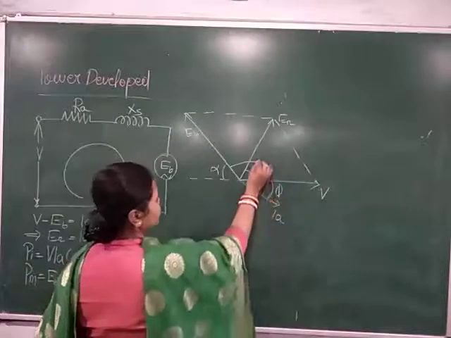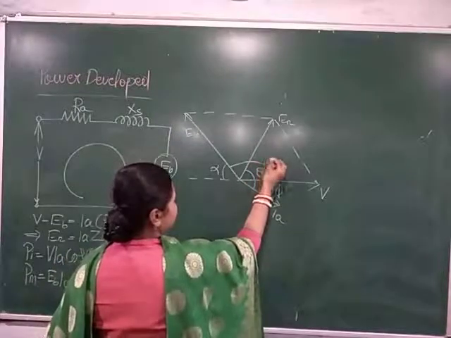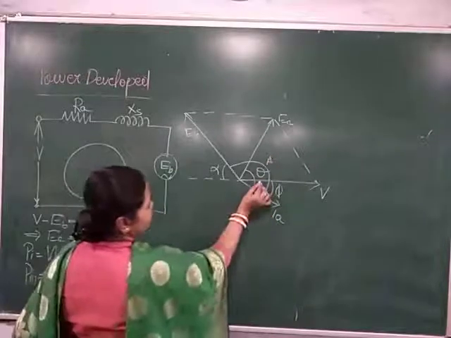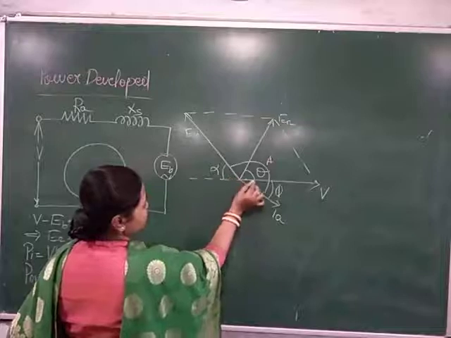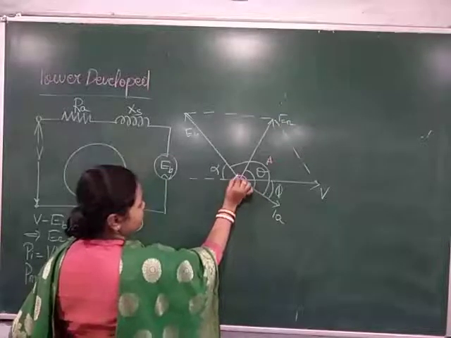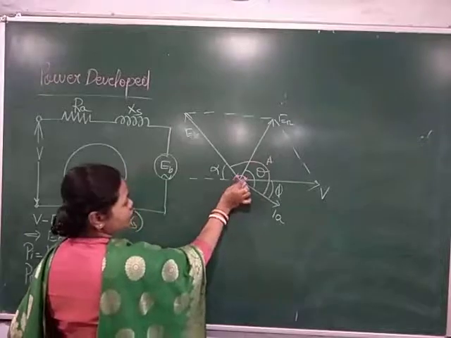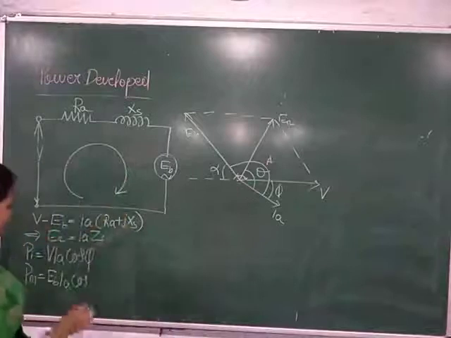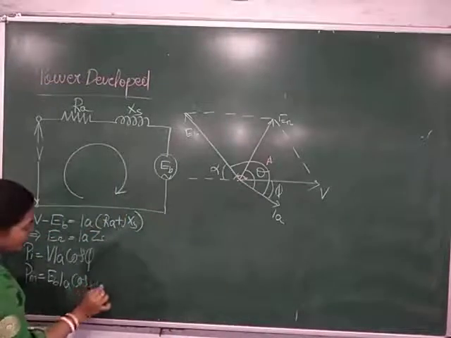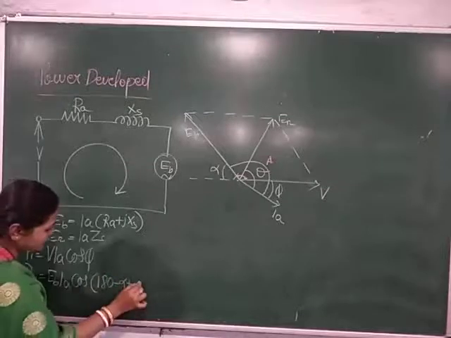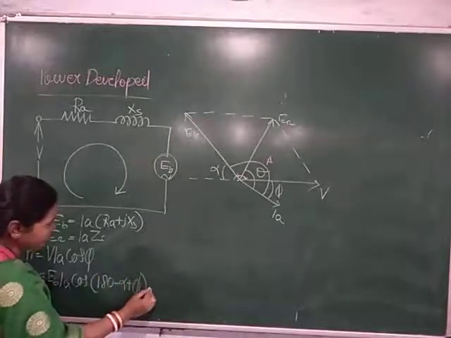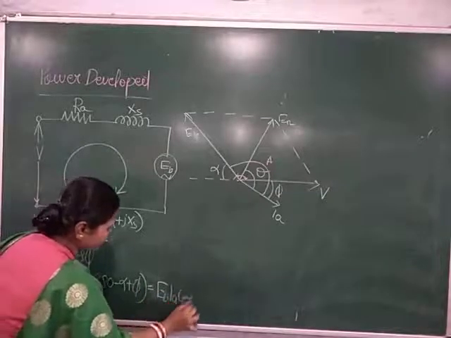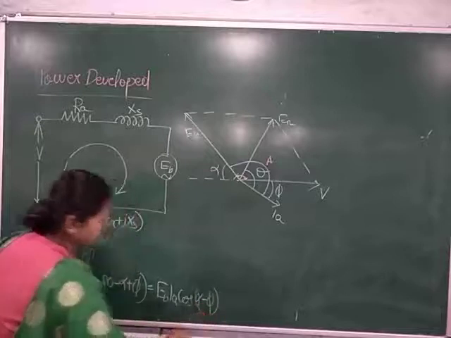How can I derive this angle? See, this total angle is 180 degrees, and up to this it is 180 minus alpha plus phi. So it is cos of 180 minus alpha plus phi, which gives a result of mechanical power developed as Eb Ia cos of alpha minus phi.